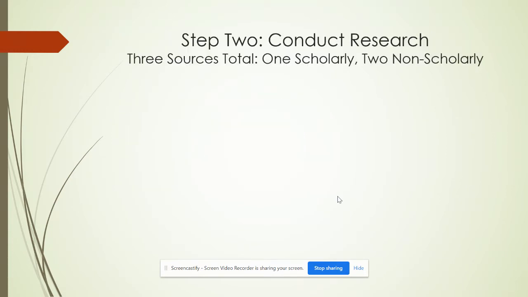Step 2, you want to conduct research. Remember, you need to use 3 sources total, as I point out in the text-based instructions for your final paper, which you need to read. You need 1 scholarly source and 2 non-scholarly sources. Start with a simple Google search. This is the best way to kind of get your ideas going. Okay, what has been said about the problem that you're investigating?